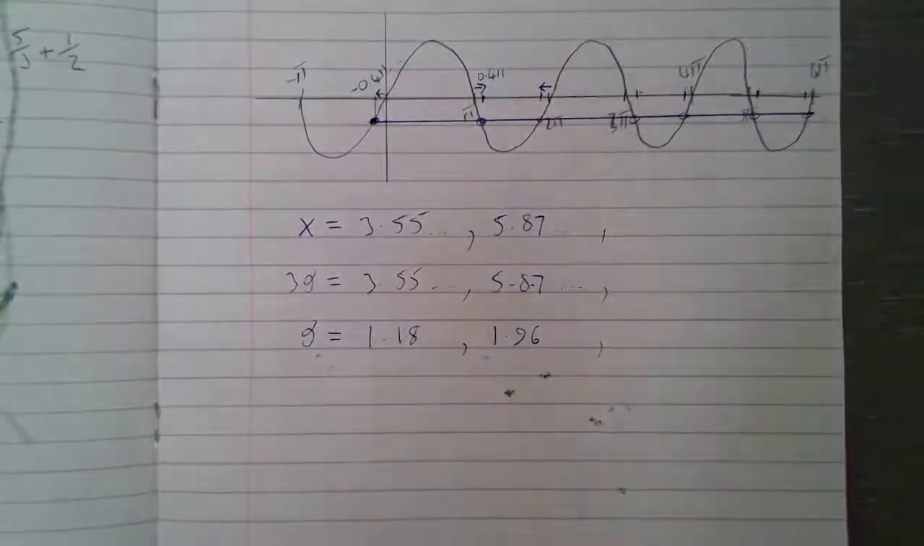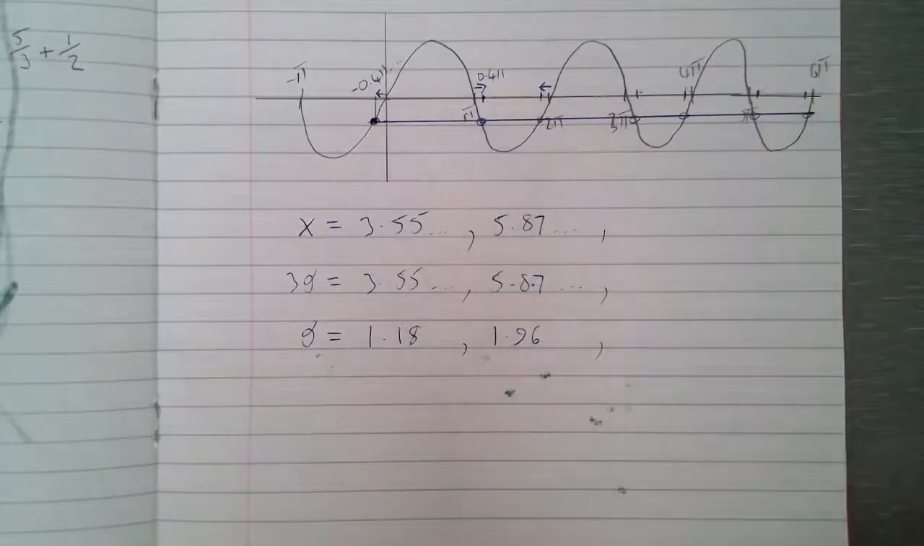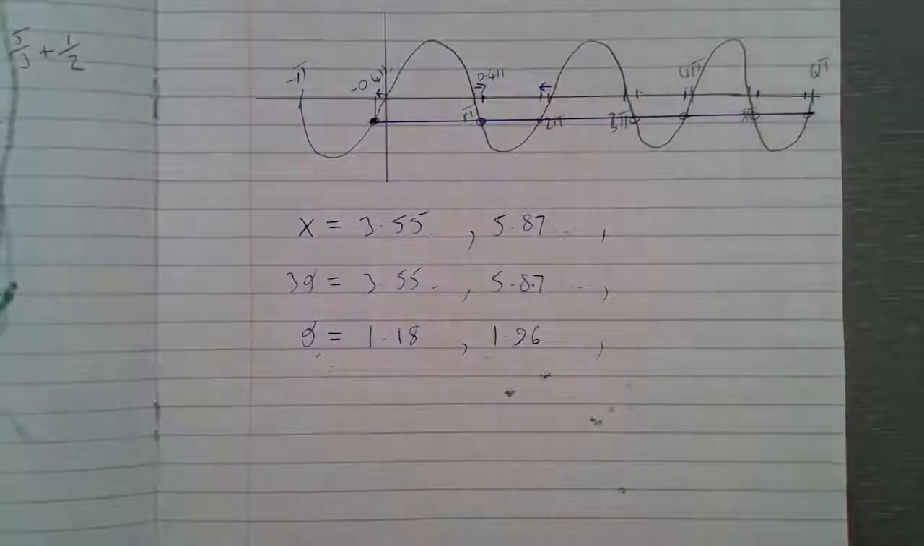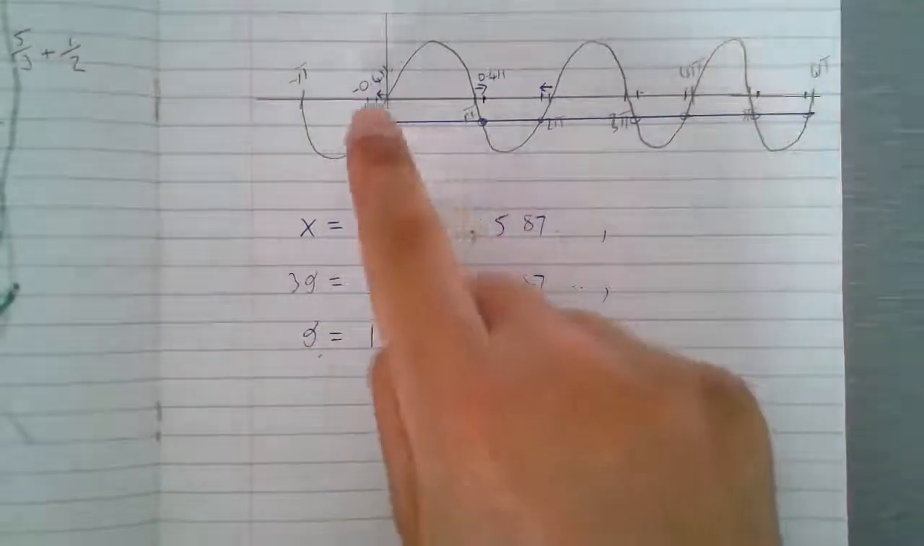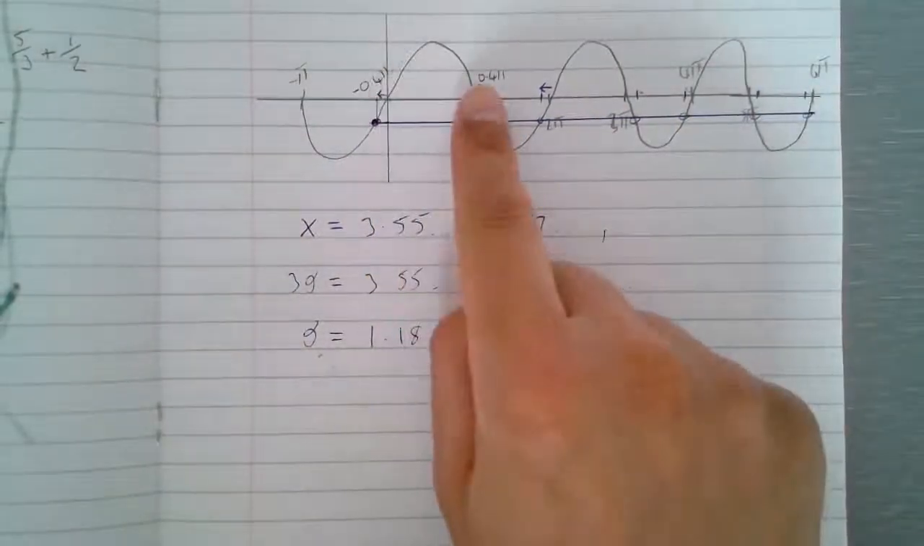Let me double check I've actually got those first two right quickly. What are we on? Exercise 5e, question 5b, 1.18, 1.96. Good, fantastic. Okay, so that's how you go about doing this. It's using this graph and thinking about the symmetry of it.